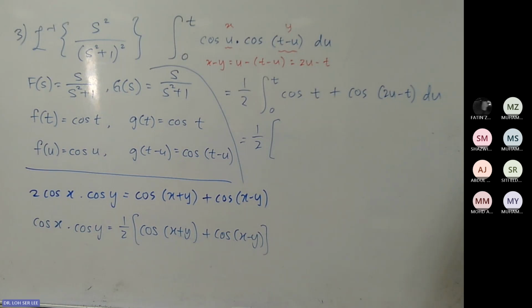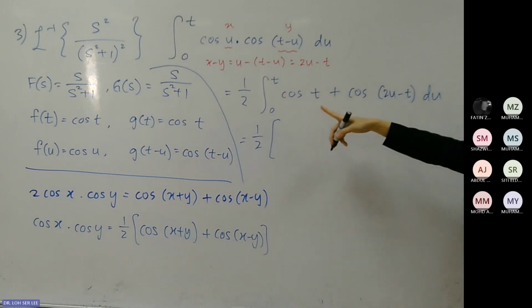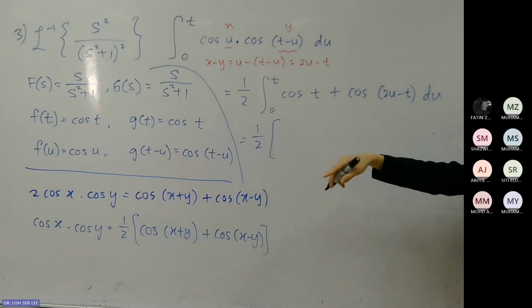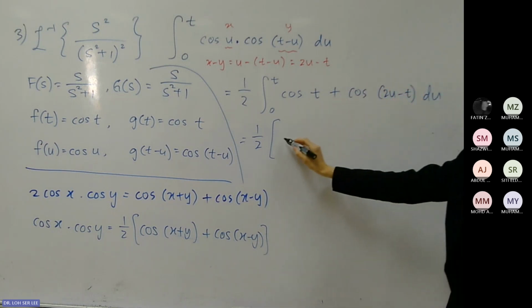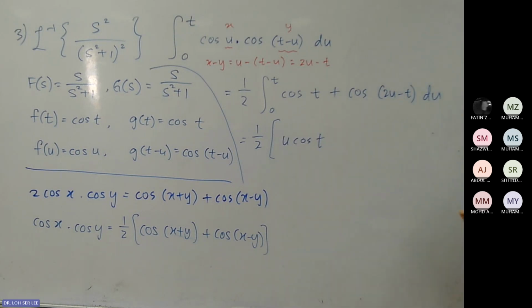Cos t, we get... Are you sure? We are integrating with respect to u. So what do you have? That means this is a constant. 0 means differentiation. We are doing integration. That means u cos t, right? U cos t. Okay. Plus this one.